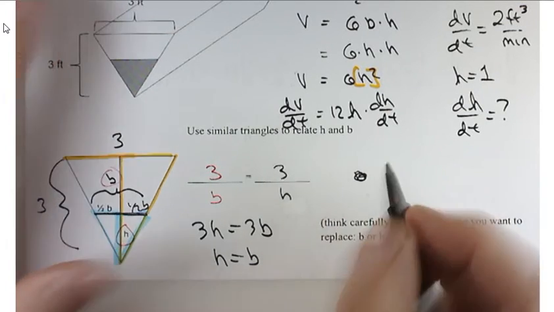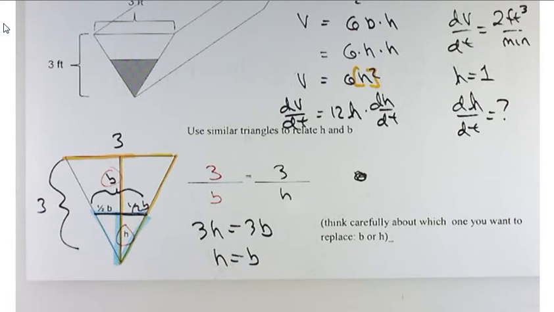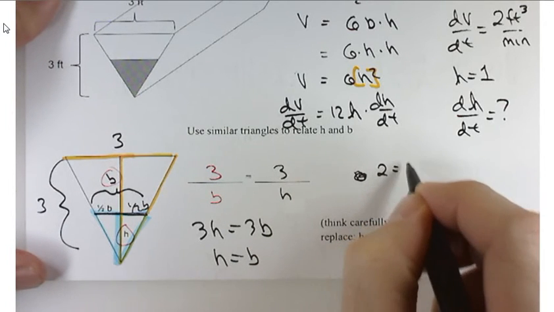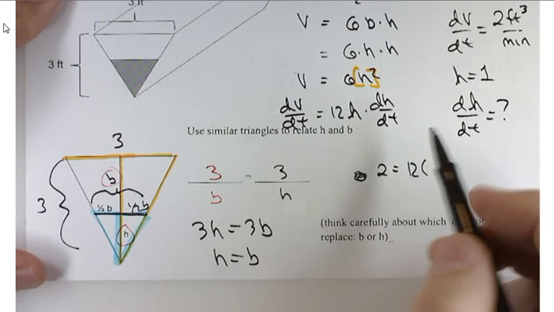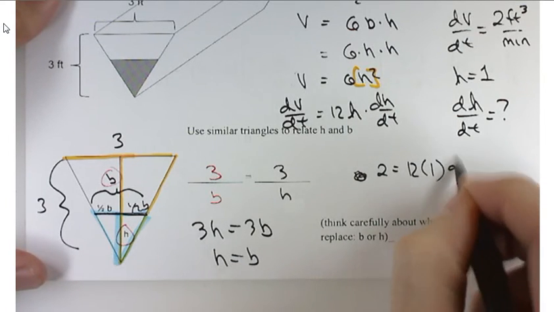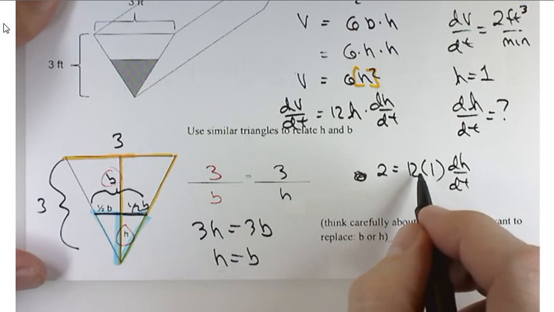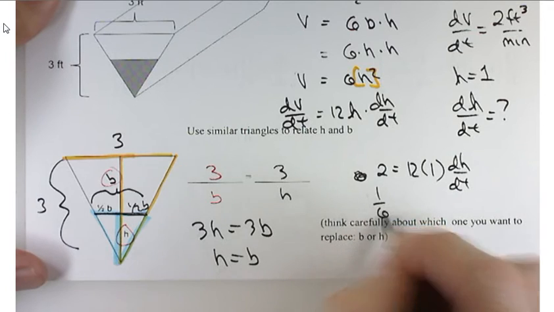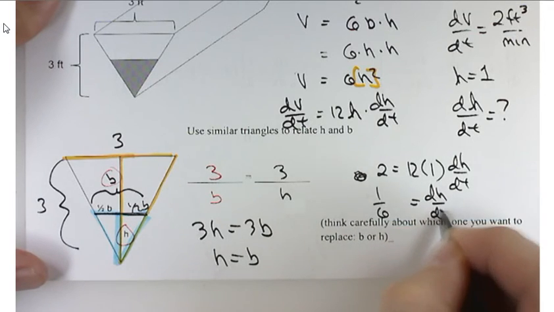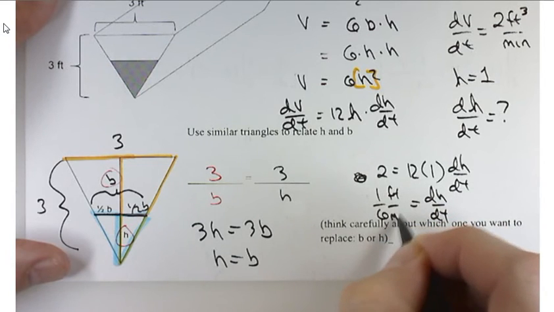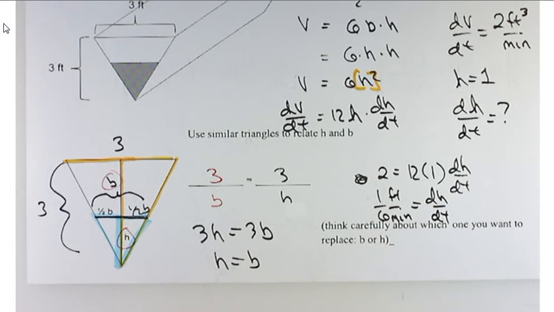I regret having that V here. Not sure why. Last but not least, let's fill in everything that we know and solve for what we don't know. That's going to be 2 equals 12 times h. What was the height? Height was 1, times dH by dt. If I divide, 12 into 2 is 1/6 equals dH by dt. What units go with dH by dt? Good, feet per minute. That's it.